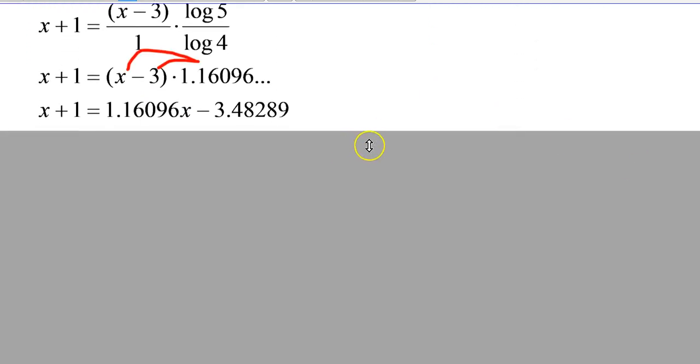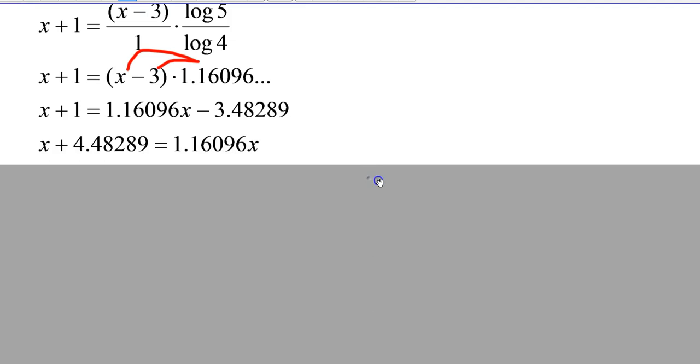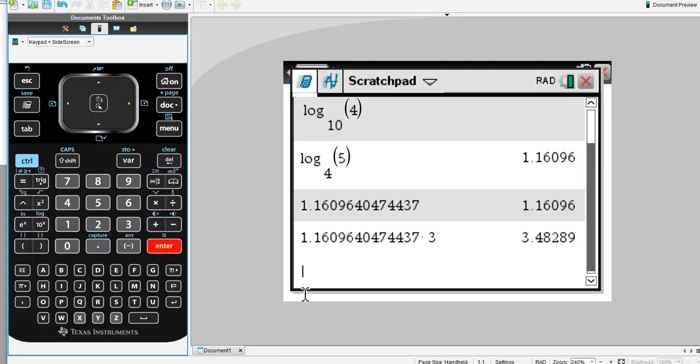The next step then is to add 3.4898289 to both sides of the equation. So I'm adding this number to 1. So once again, I'll go ahead and do that on my calculator. So plus 1.